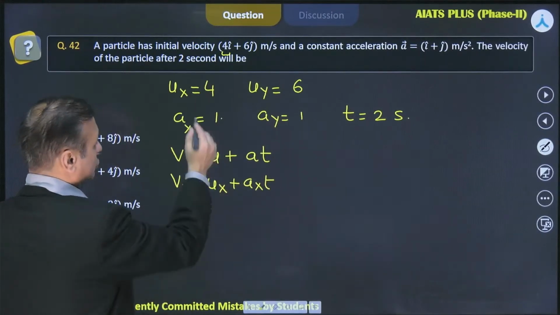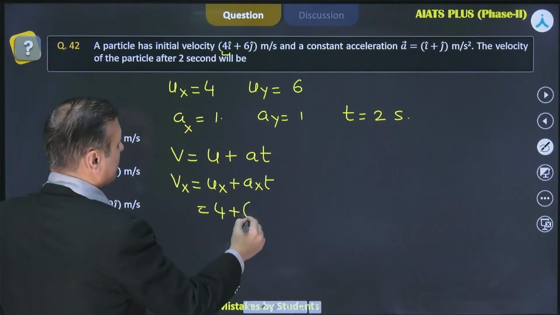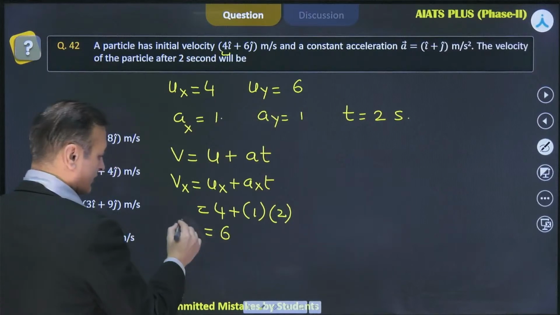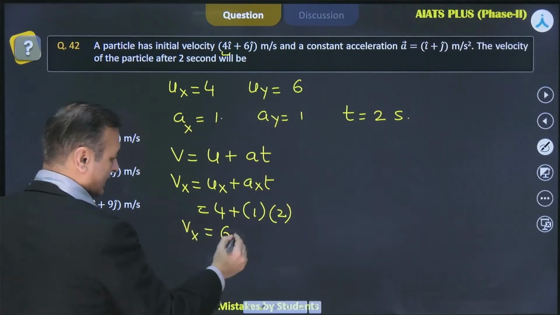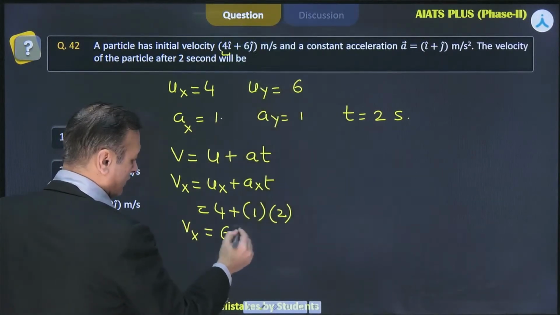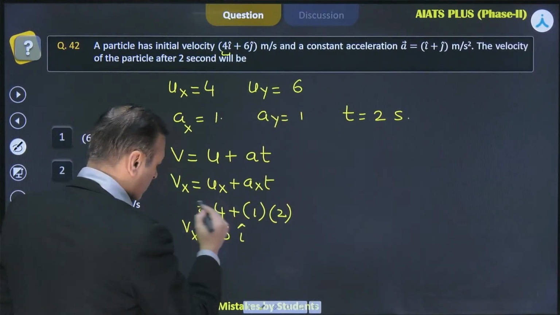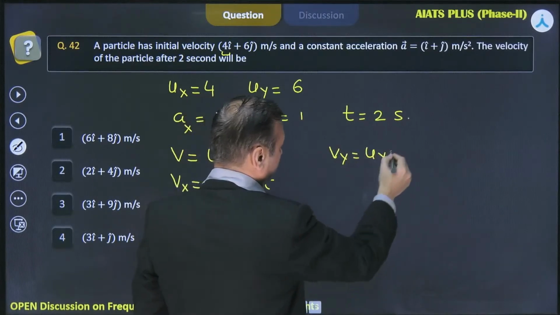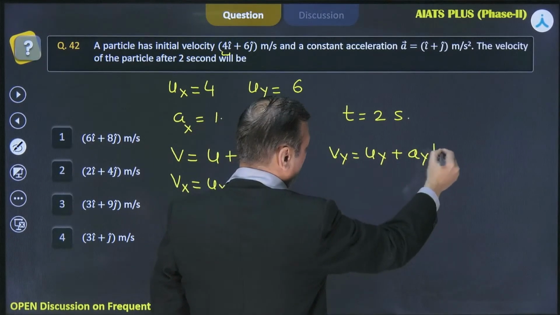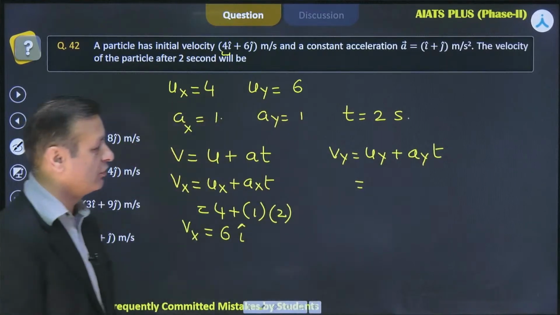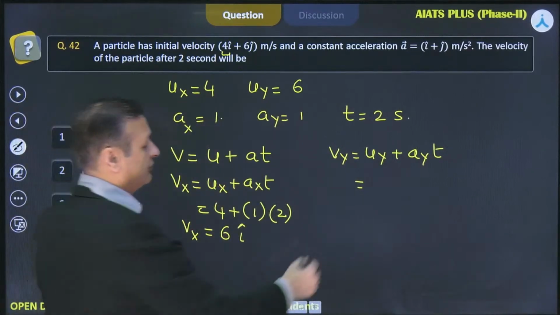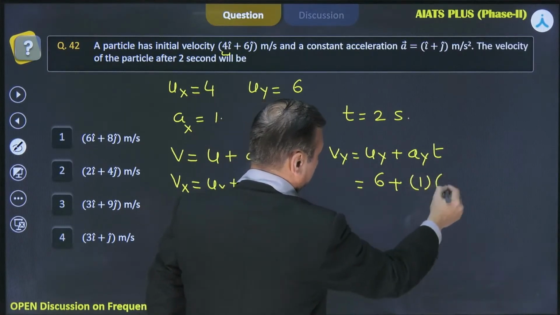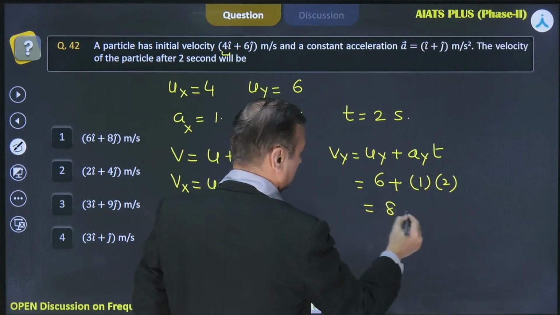What is ux? ux is 4. What is ax? 1. Time is 2. So that makes it 6. So if I precisely put the x component, shall I put it like this, 6 i cap. Similarly, if I do it for the y component, using the same equation, let's put the values for the given situation. So this is 6, ay is again 1, time is again 2, so you will end up with 8.